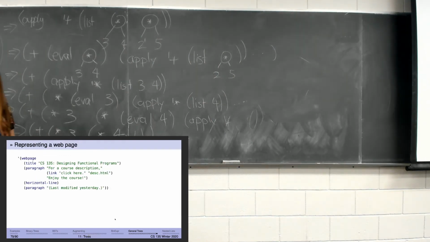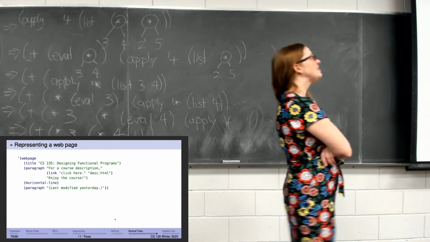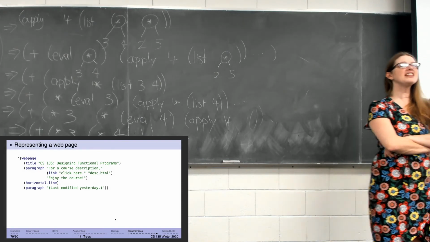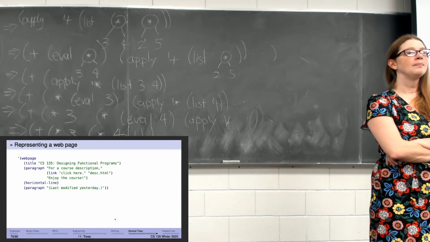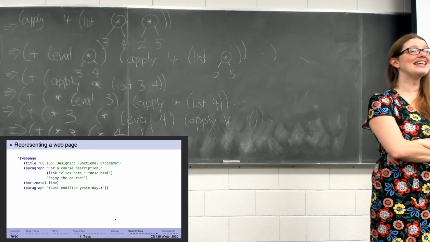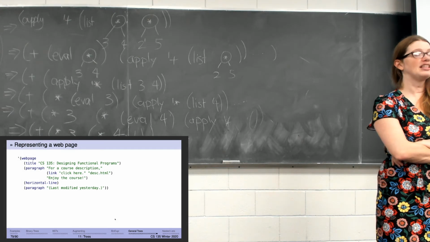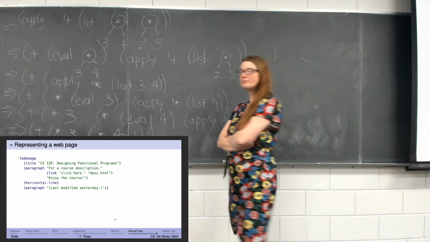A web page is also a general tree. You have a web page. It has things like a title and a paragraph, and paragraphs are made of other things. And you know what this actually looks like? How many of you have heard of something called XML? It's a lot like XML, because guess what? You can take XML and you can turn it into a tree. That's pretty handy. Lots of fun things that you can do.